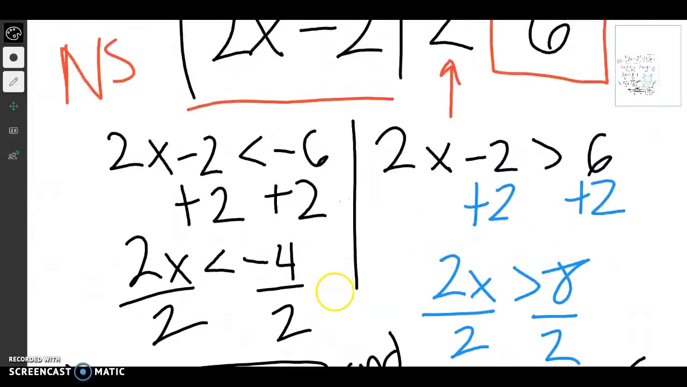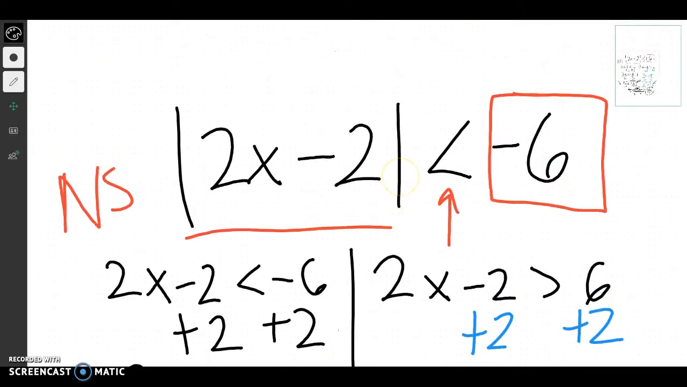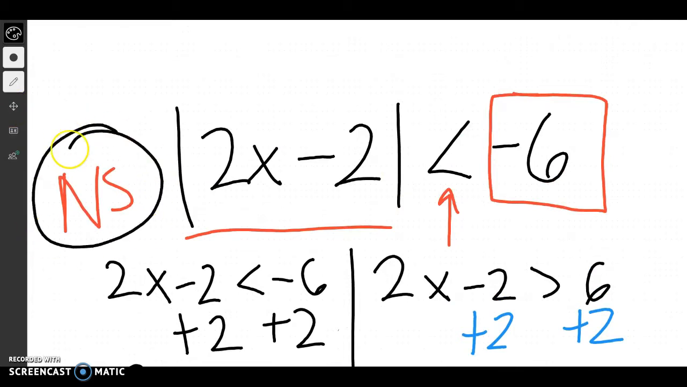So the big thing to remember on this is, if you ever get an absolute value that is less than a negative number, you should pick no solution.